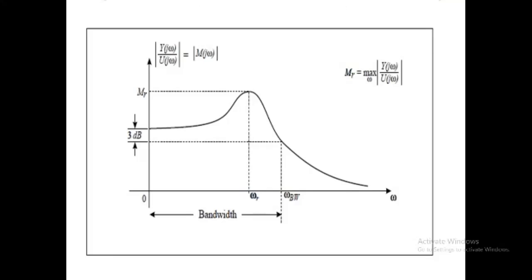The resonance frequency is the frequency at which the peak resonance occurs, and it can be obtained from d/dω of M(jω) equals 0, and that is equal to ω_r.